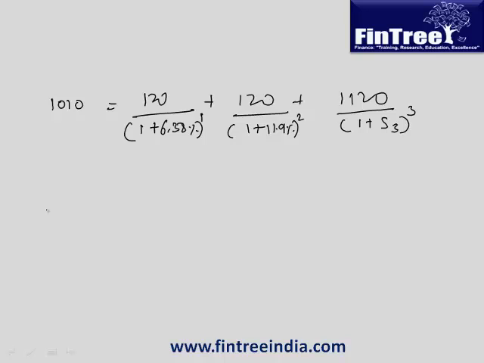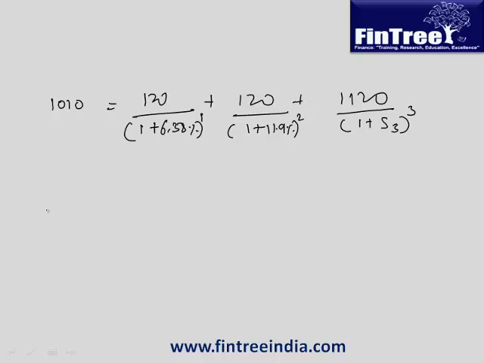120 divided by 1.0638. 120 divided by 1.0638 equal to how much? Store it in STO1. Then 120 divided by 1.119 squared. 1.119 squared equal to, and then say STO2. How much is that now?